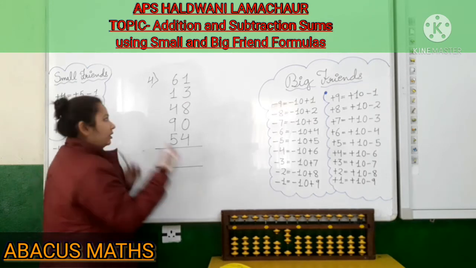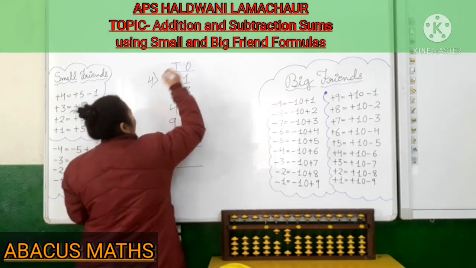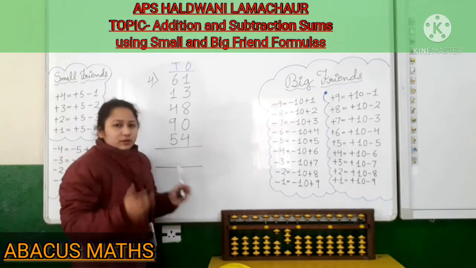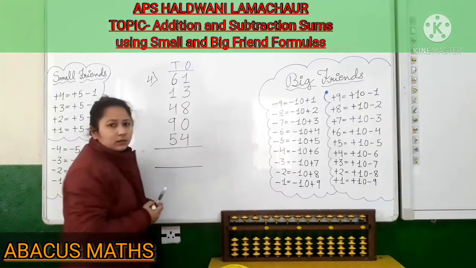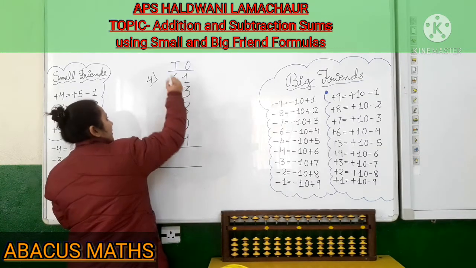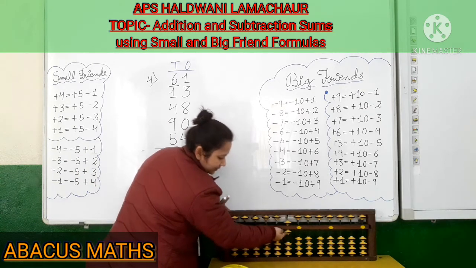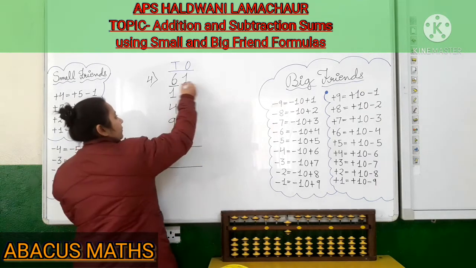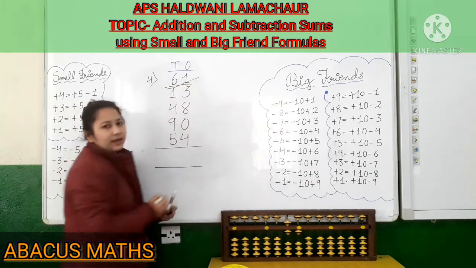Now kids, this is your fourth sum. As you know, the first row will go in ones dot and the second row will go in tens dot. Now set your abacus, upper beads up, lower beads down. Now kids, first of all we will add 6 in tens dot. Now see 5, 6 in tens dot. And then 1 in ones dot, 1. And your 61 is added.